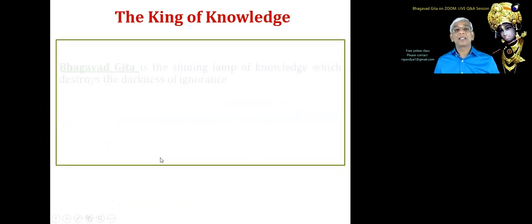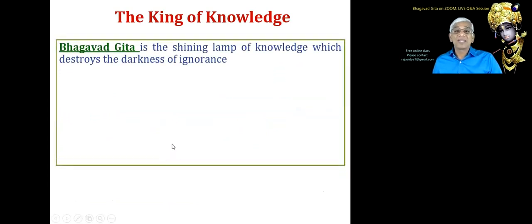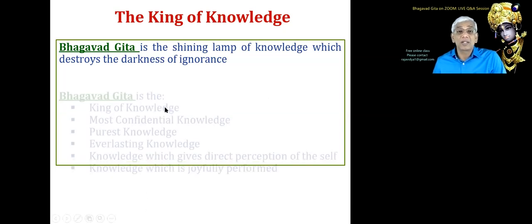This Bhagavad Gita is the king of knowledge. Bhagavad Gita is the shining lamp of knowledge which destroys the darkness of ignorance. Krishna says in the 10th chapter, 11th sloka, "Tesam evanukampartham aham ajnanajam tamah nasayami atma-bhavastho jnana-dipena bhasvata." Jnana-dipena, it is the lamp of knowledge. Nasayami, I will destroy the darkness of ignorance. Ajnanajam tamah means darkness of ignorance. So with the shining lamp of knowledge, we will be able to destroy the darkness of ignorance.